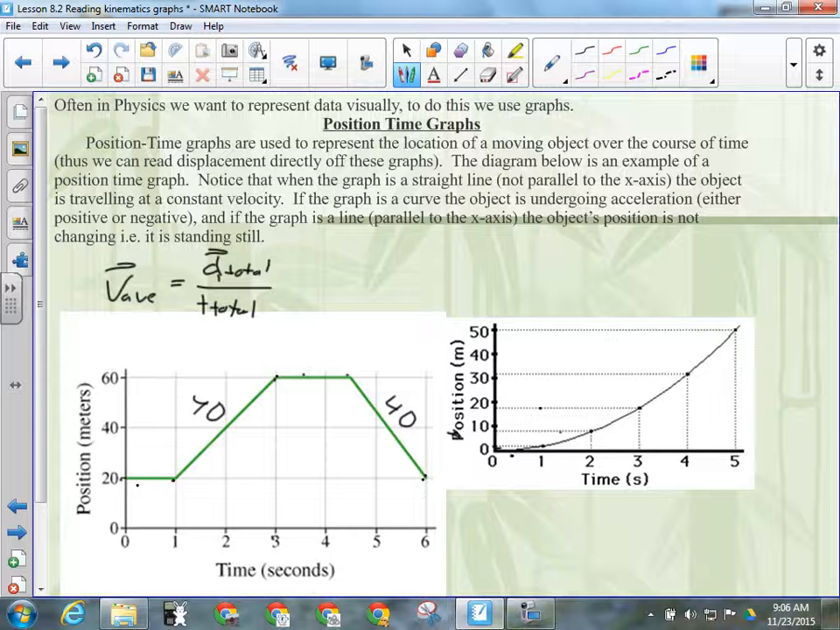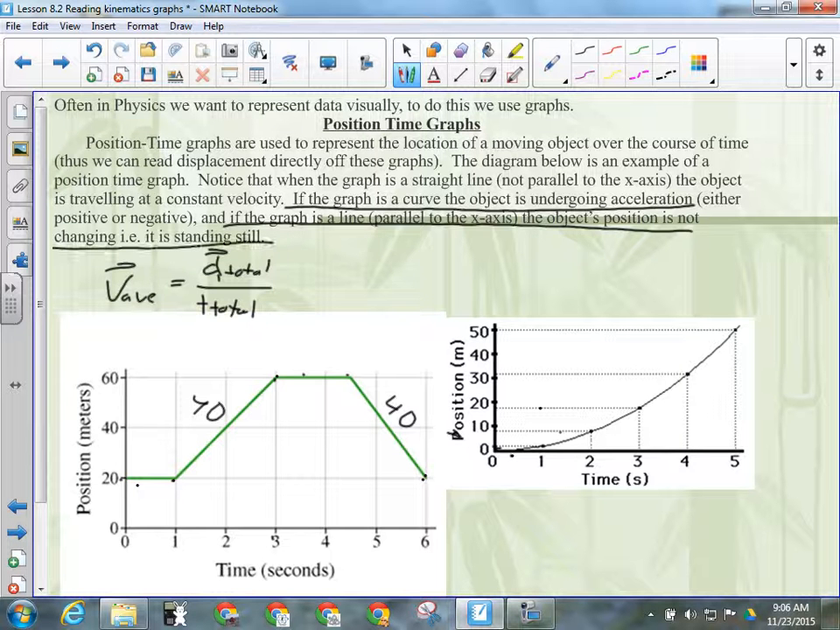So little things in here: if the graph is a curve, the object's undergoing acceleration, either positive or negative. If the graph is a line that's parallel, the object's position's not changing, so it's standing still. Little things like that.